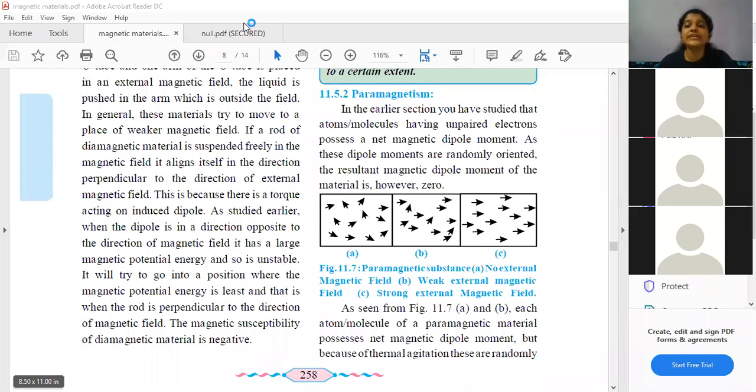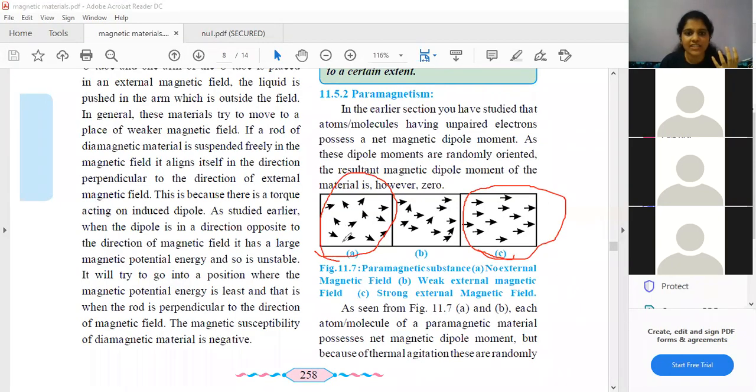Why? Because all the dipole moments are in random directions, as you can see in the diagram drawn over here. All these arrows are indicating the dipole moments. You can see all the dipole moments are in random directions, so they cancel each other out, and the net magnetic dipole moment is zero. Now, what if I align all of them? If you observe these three diagrams, in the last diagram all the dipole moments have been aligned in one direction, parallel to each other. So here the net dipole moment will have some value.